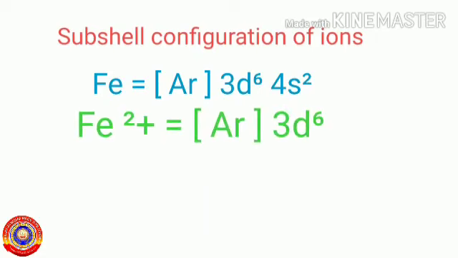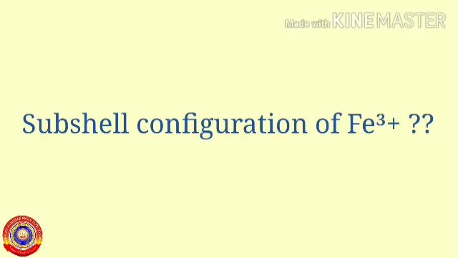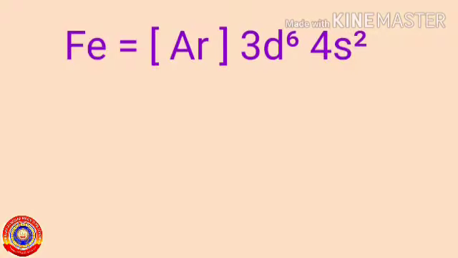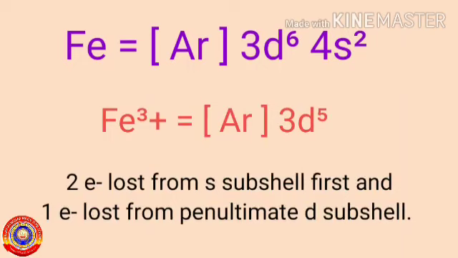So, what is the configuration of Fe2+? It is argon 3d6. Do you know how did we get this? Remember, while writing the configuration of ions, the electrons are not lost in the same order as they are filled up. Actually, the electrons are lost from the outermost s subshell first. So what is the configuration of Fe3+? We know the configuration of iron is argon 3d6 4s2. If Fe becomes Fe3+, the configuration is written as argon 3d5. That is, 2 electrons are lost from the s subshell first and 1 electron is lost from the d subshell.